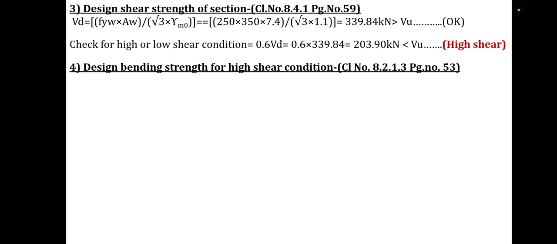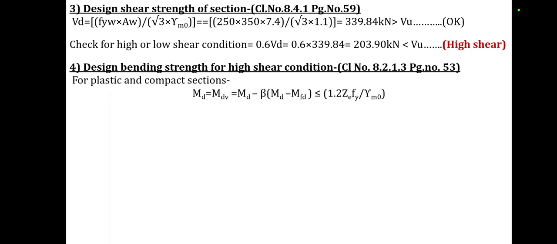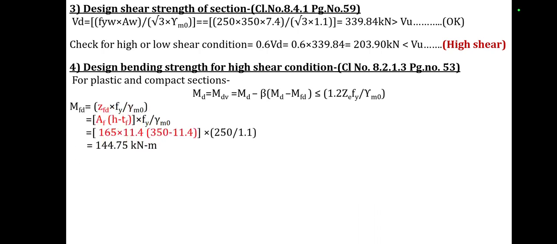So the design bending strength for the high shear condition is calculated from clause number 8.2.1.4, page number 53. So for the plastic and compact section, we have the formula for Md is equal to MdV, which is equal to Md minus beta into bracket Md minus Mfd, and this value should be less than or equal to 1.2 ZeFy divided by gamma m0.